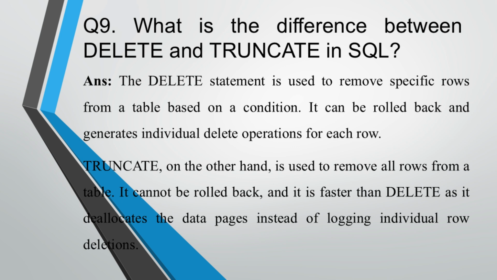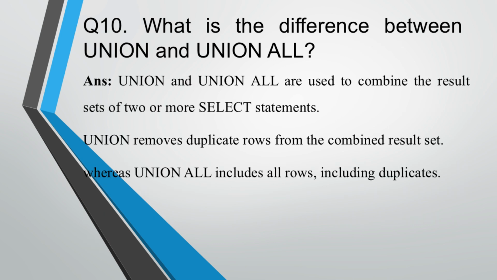individual row deletions. What is the difference between union and union all? Union and union all are used to combine the result sets of two or more select statements. Union removes duplicate rows from the combined result set, whereas union all includes all rows, including duplicates.